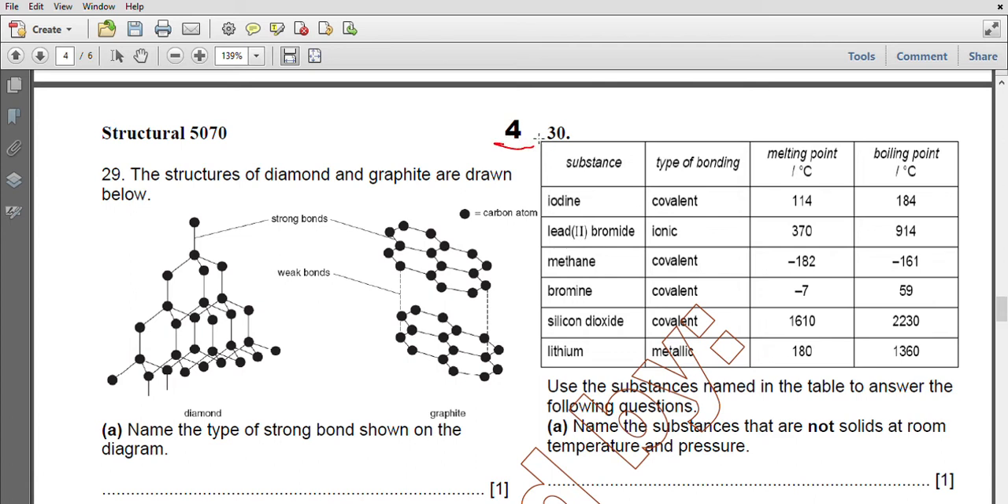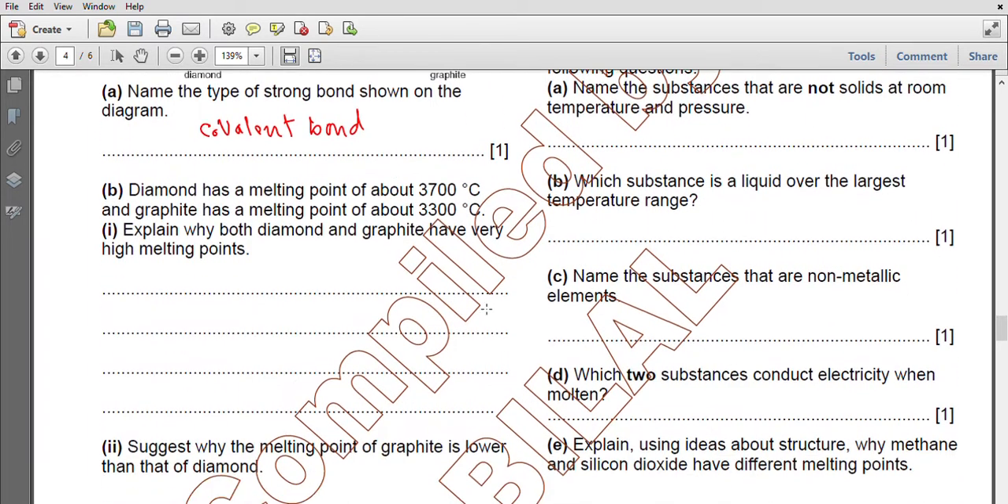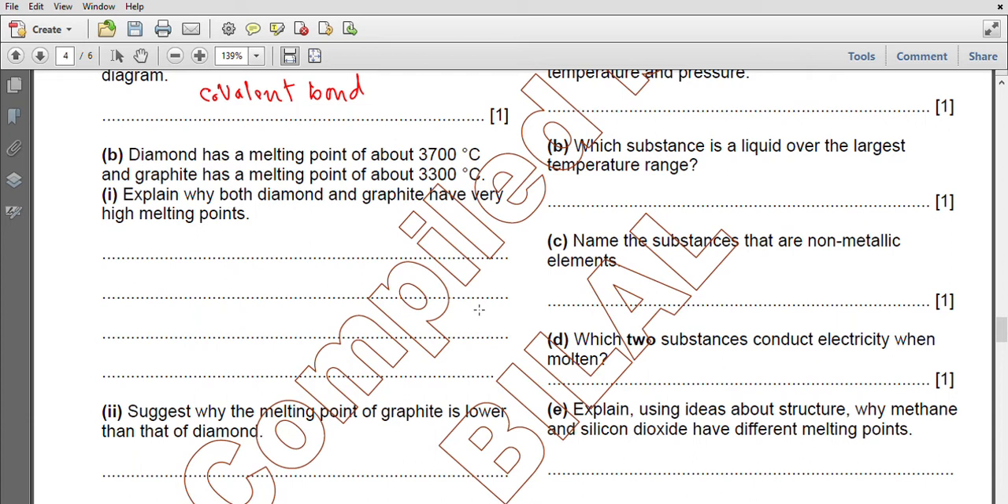This is page number 4. Here in question number 29, the structure of diamond and graphite. We were answering all of the questions related to diamond and graphite in the previous pages as well. Here he says that in these two structures, name the type of strong bond shown on the diagram. We can say it is a covalent bond.